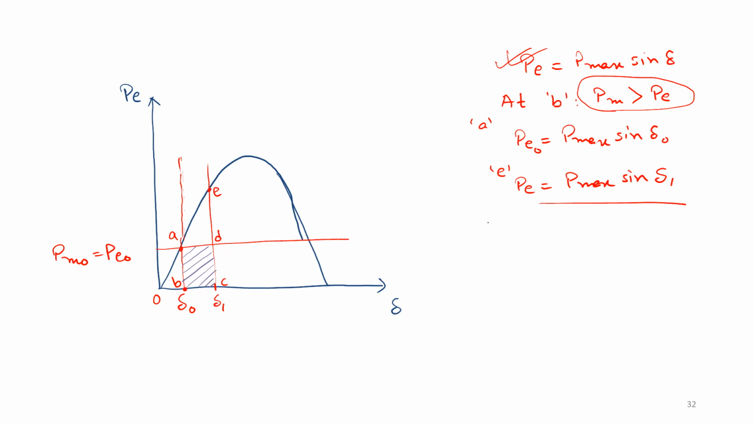Now let's see what is happening at point E. So now what will happen to omega? What is the relationship between PM and PE again, at point E? Tell me, what is the relationship between PM and PE at point E?